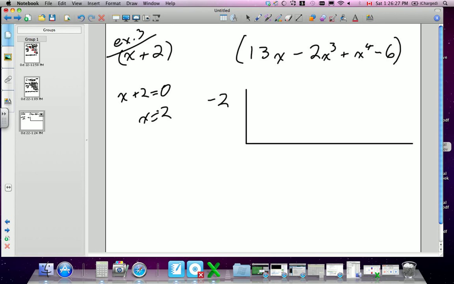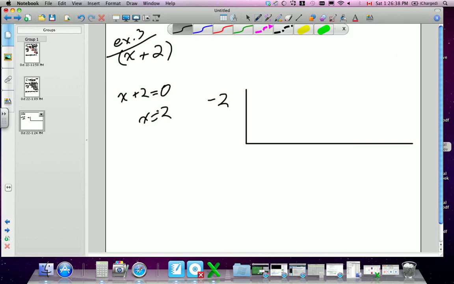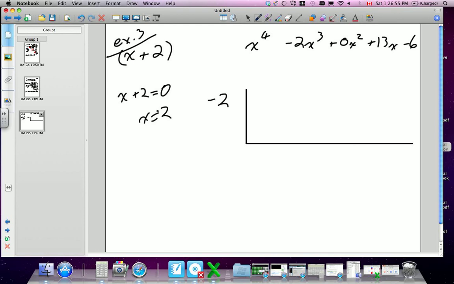And the other thing we're going to do is rearrange what we have up here so it's in 4, 3, 2, 1. Let's get rid of some of this and the brackets. We'll rearrange it. So the highest term is x to the power of 4 minus 2x to the power of 3. There's no power of 2, so plus 0x squared. Power of 1 is positive 13x and minus 6.